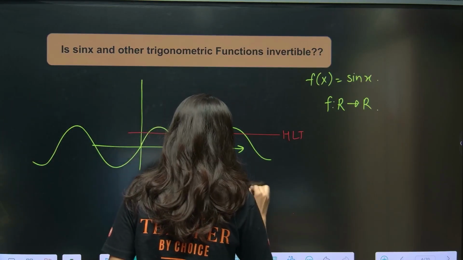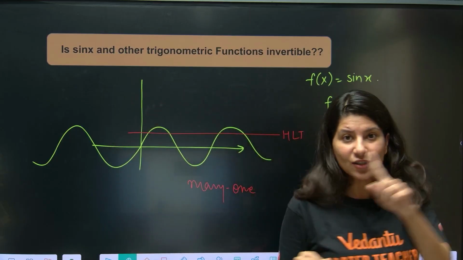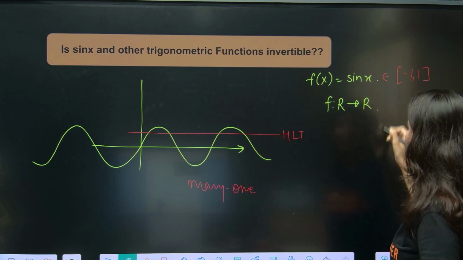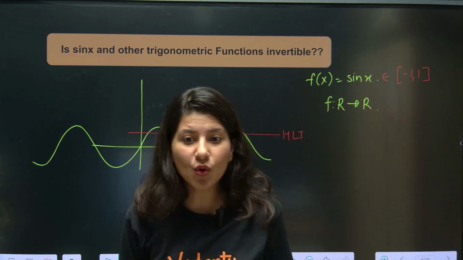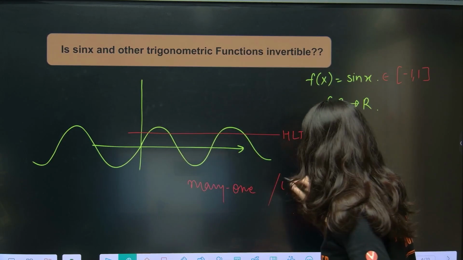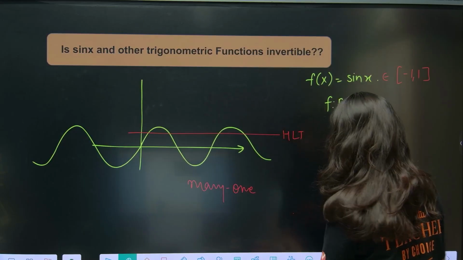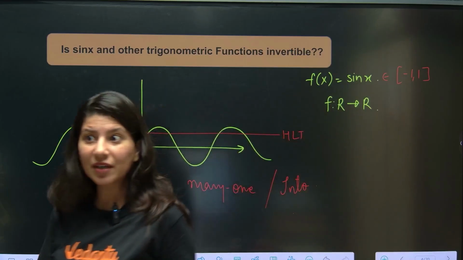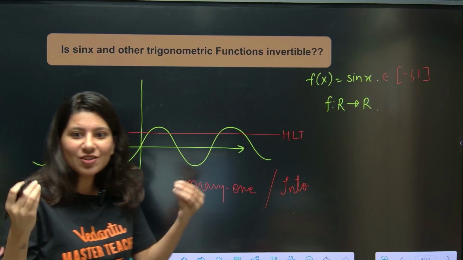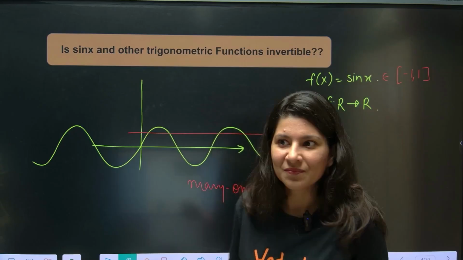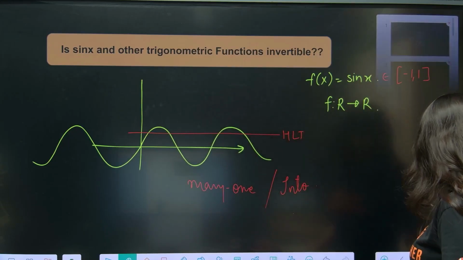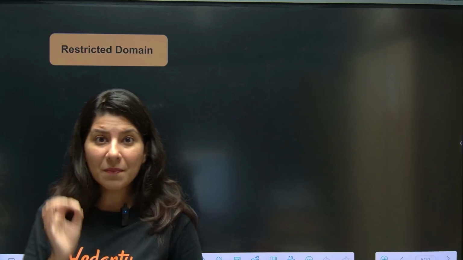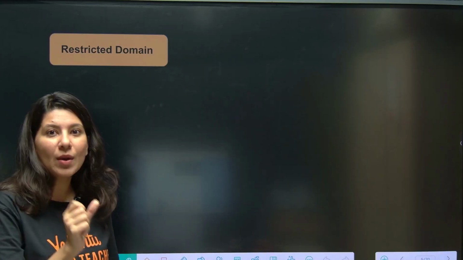And one more problem is that the range of sin x is from -1 to 1, so the range is not equal to the codomain. What does that mean? This is an into function as well. So it is neither 1, 1 nor onto. That's the big trouble. Then why is there a whole chapter on inverse trigonometric functions if the inverse doesn't even exist? So what do we do? We make sin x 1, 1 as well as onto.